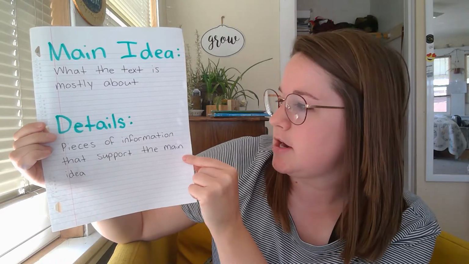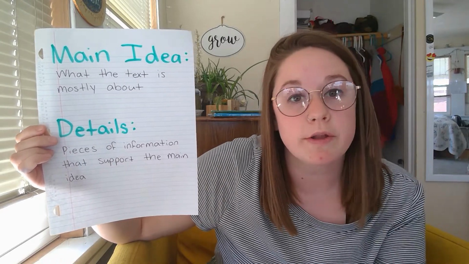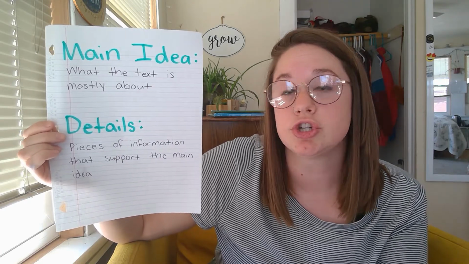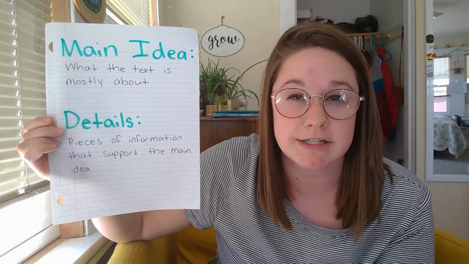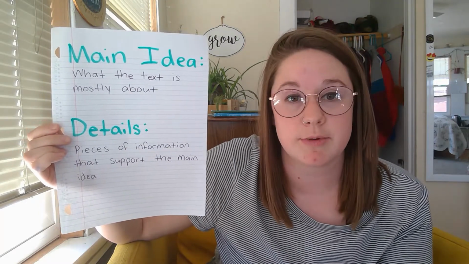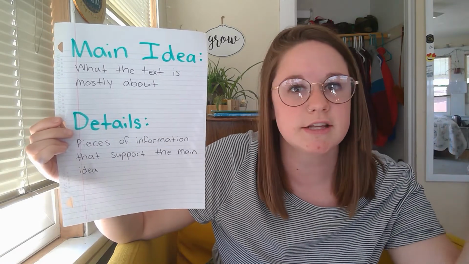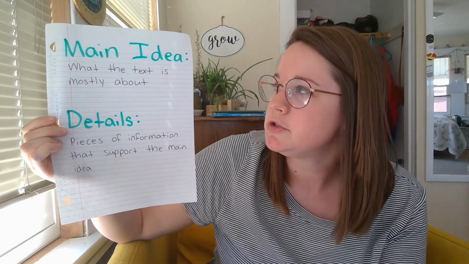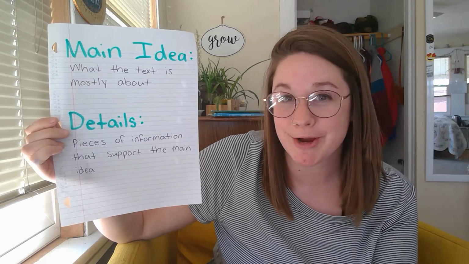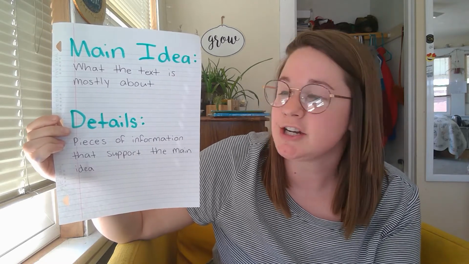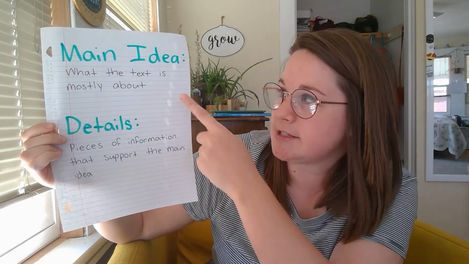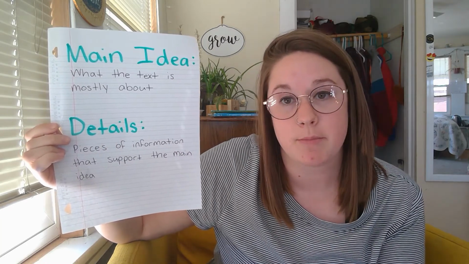The details then are pieces of information that support that main idea. So pieces of information that are about that main idea, that show you that that is the main idea. This is kind of like your proof. Like if I say, hey, what's the main idea of this paragraph? And you say, oh, it's about this. The details are how you knew. You're going to say, oh, well, there was this sentence and this sentence and this sentence, and that helped me know. So we are going to read a paragraph, and we're going to use our organizer to identify the main idea and the details of that paragraph.